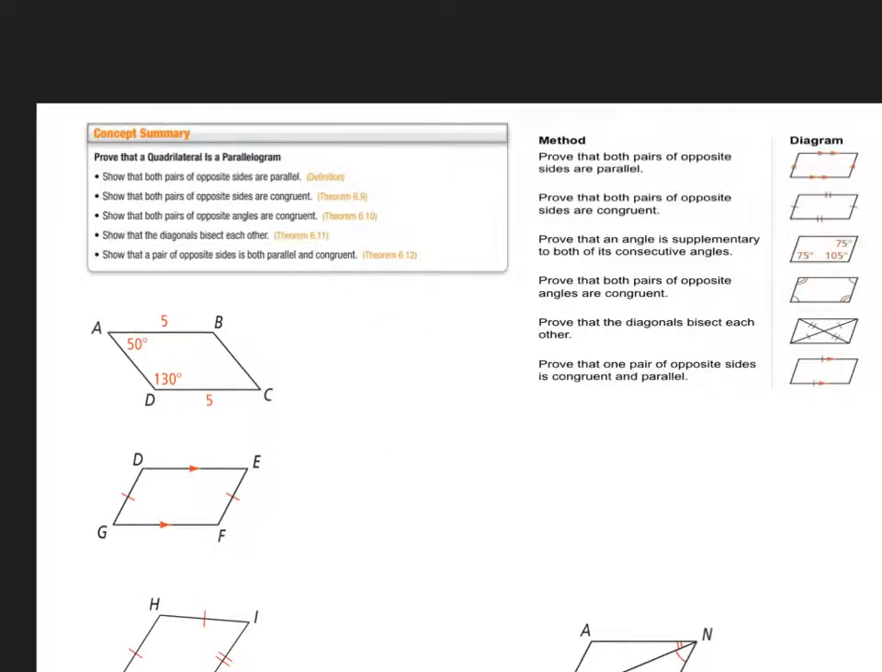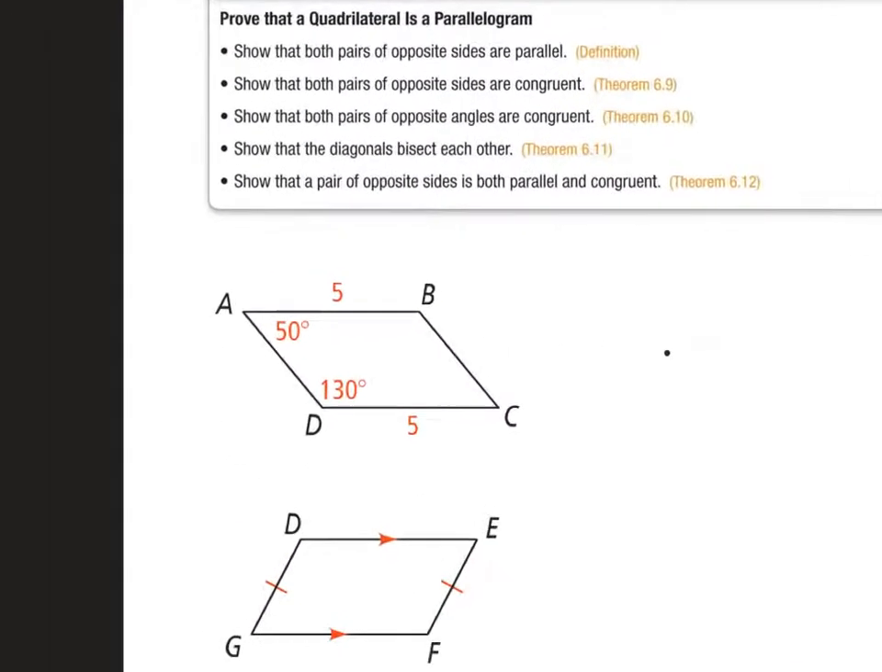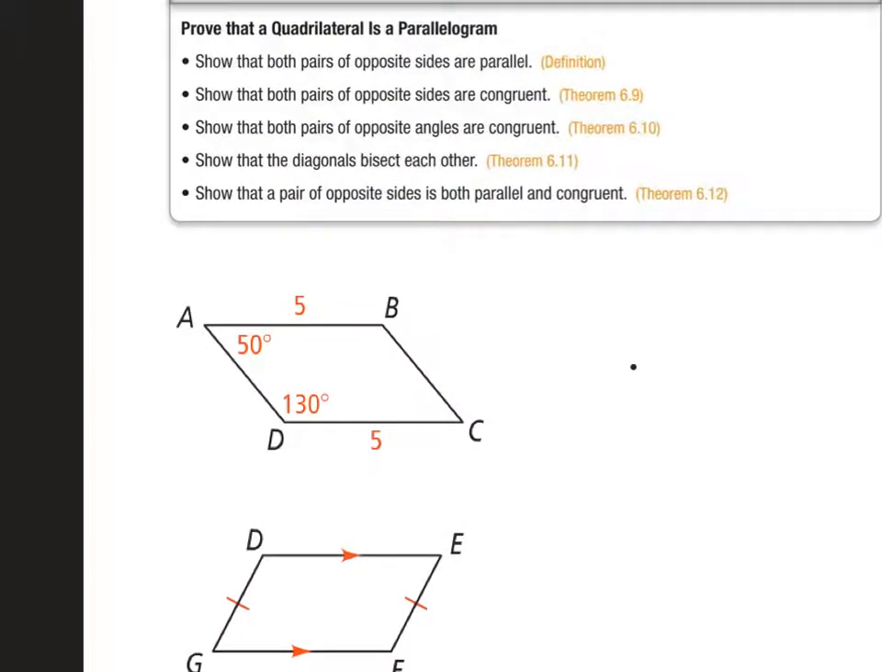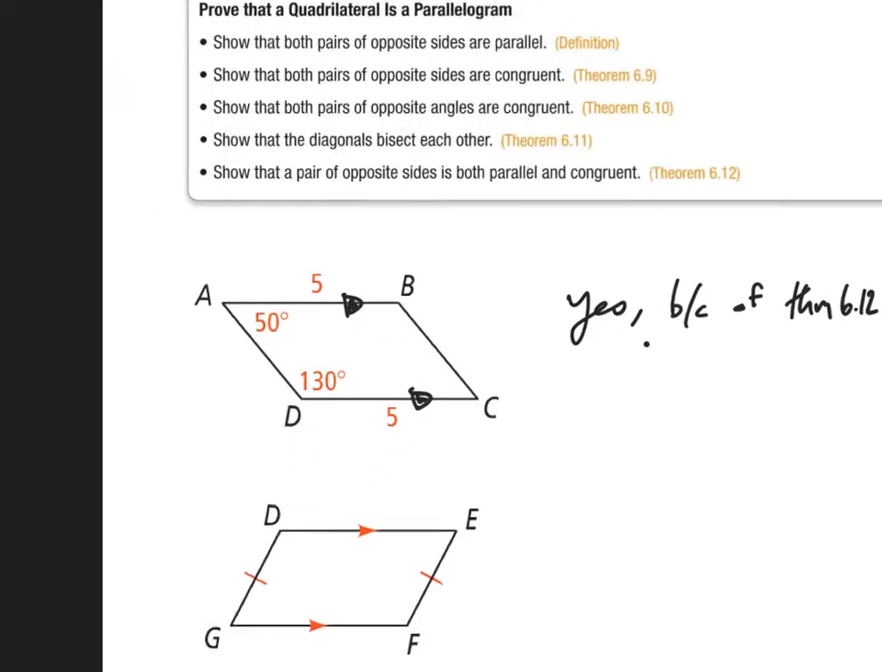So let's take a look at our first example. Is ABCD right here a parallelogram? And the answer is yes. Why? Because if I take a look, 50 and 130 add up to be 180. So therefore, I could add the chunky arrowheads, and this is a parallelogram, and that's because of theorem 6.12, which is opposite sides are both parallel and congruent.